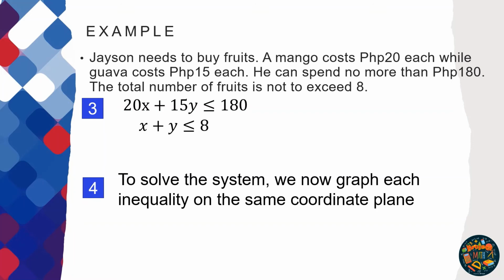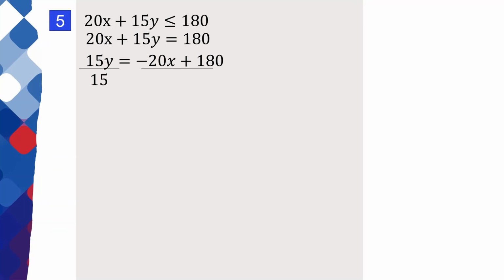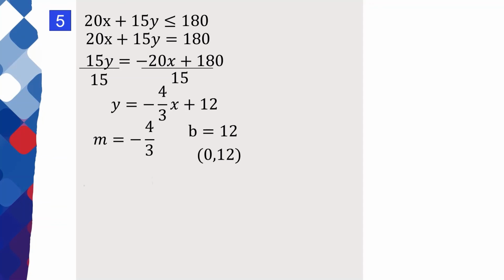So we can show it by a graph. Let us graph the first inequality. So we have there 20x plus 15y is less than or equal to 180. So we will transform it into an equation, then write it into slope-intercept form. So we have there y is equal to negative 4/3 x plus 12. Then the slope will be negative 4/3 and the y-intercept is 12. So we have 0, 12.